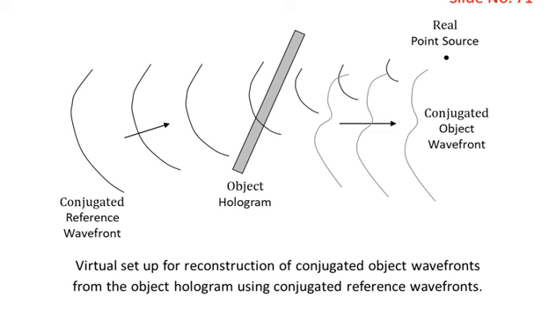Setup for reconstruction of conjugated object wavefronts. Not a virtual setup, but you see that it could be a real setup also, so ignore the word virtual. Setup for the reconstruction of conjugated object wavefronts from the object hologram using a conjugated reference wavefront. So we are using here the conjugated reference wavefront.